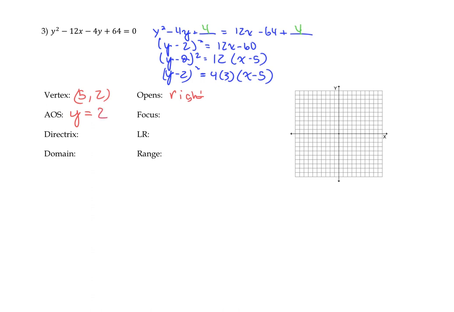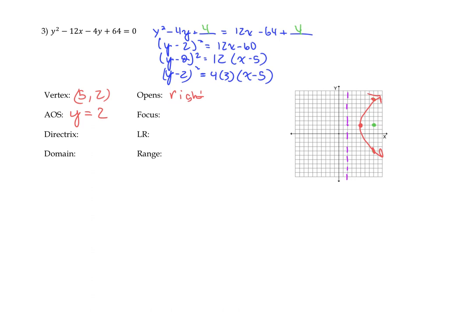I'm going to go and put on my vertex. Then I'm going to go put on my focus. This opens to the right. My p-value is 3, so I count over 3. And then I count over 3 the other direction for my directrix. Then I go back to my focus and I do 2p up, 2p down, so 6 up and 6 down. Oops, this should have been red because I'm doing the parabola in red. And there is my parabola graphed.